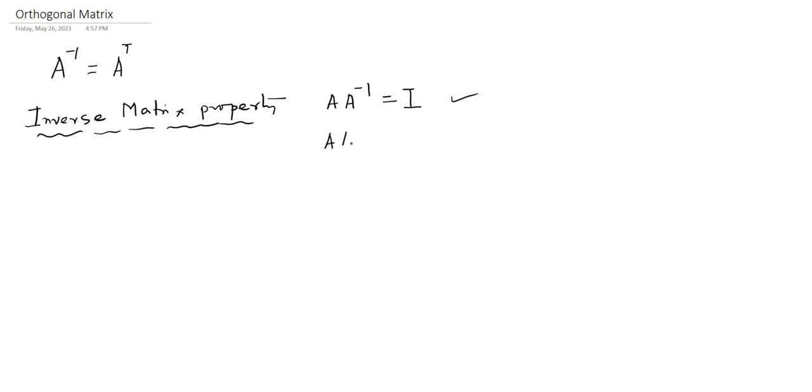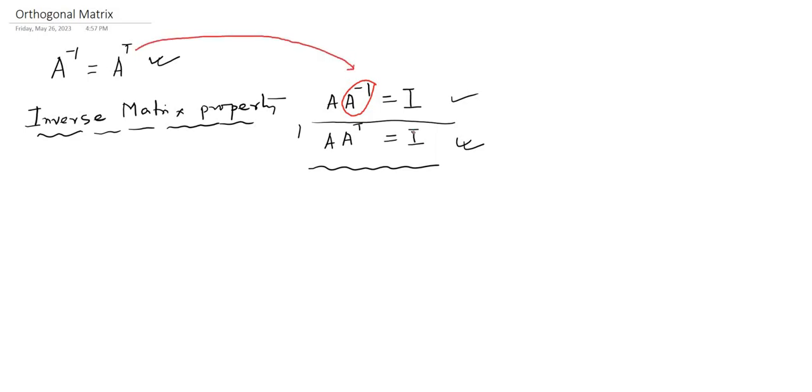This one we can substitute by the transpose. So this is another important property: when the matrix is orthogonal, the matrix and its transpose are equal to the identity matrix. Are you clear on this part? I'm just substituting this by this, and I'm getting this property.